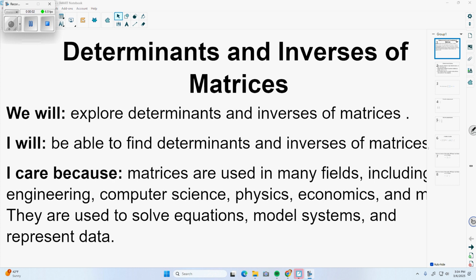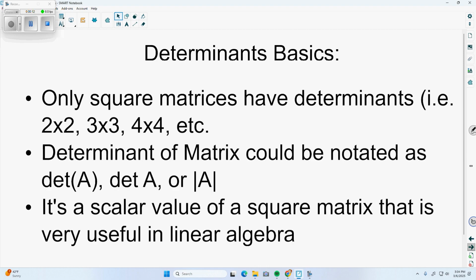Alrighty, good people. We are talking about determinants and inverses of matrices here. So title your notes and put the date down. You don't necessarily need to write this into your notes, but just a few things to kick it off here. Only square matrices have determinants. Okay, so it's like a 2 by 2, 3 by 3, 4 by 4. Remember our rows and our columns.